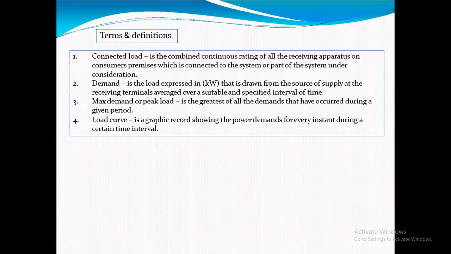Real power is your actual power, which is consumed by the consumer. This is in kilowatt. That is drawn from the source of supply at the receiving terminals, averaged over a suitable and specified interval of time. Next comes the maximum demand or peak load.